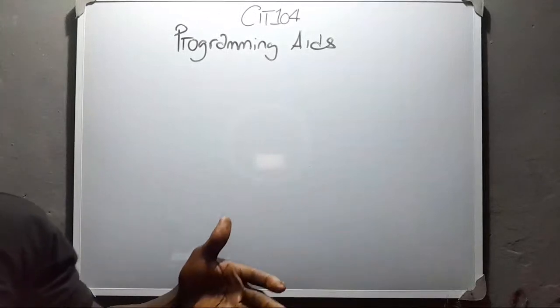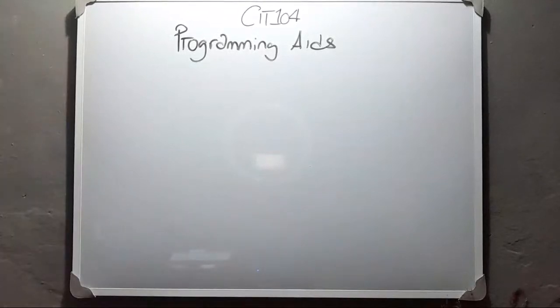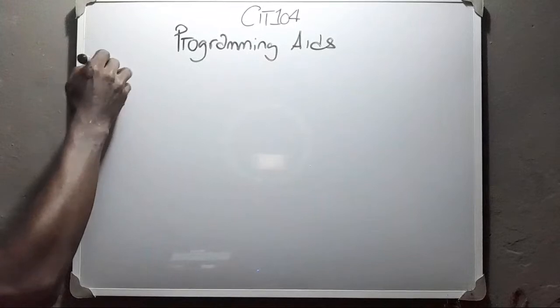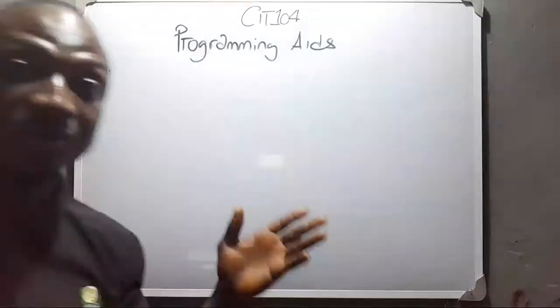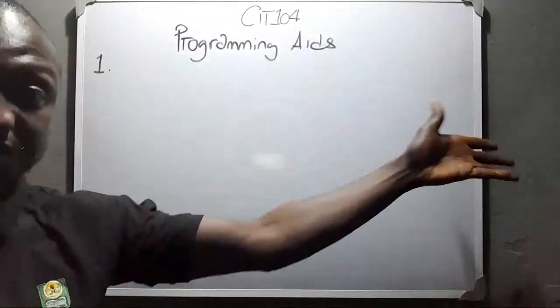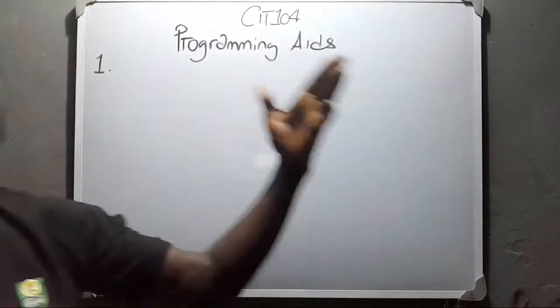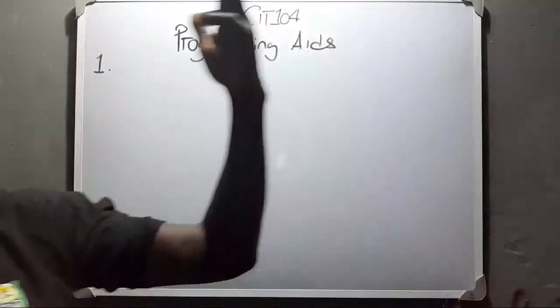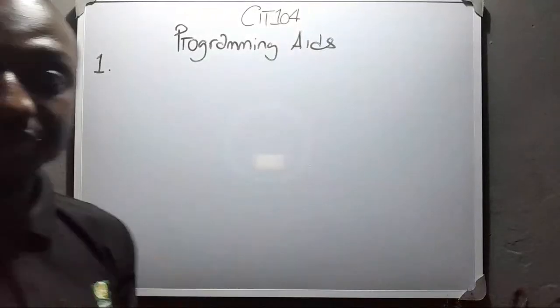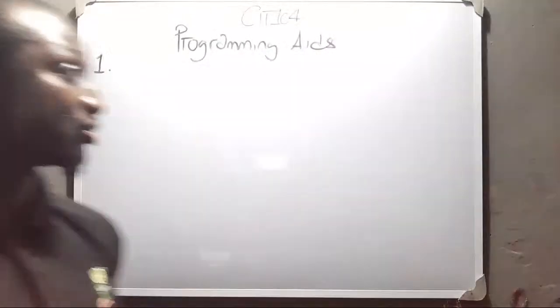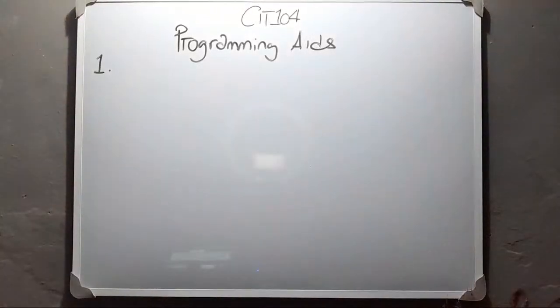And we have the very first one, the computer screen. I want to talk about programming aids. I think it's self-explanatory enough: the things that assist in programming. What are the tools, whatever it is that assists programmers in the creation of series and set of instructions? So number one, we have the computer screen and the keyboard.